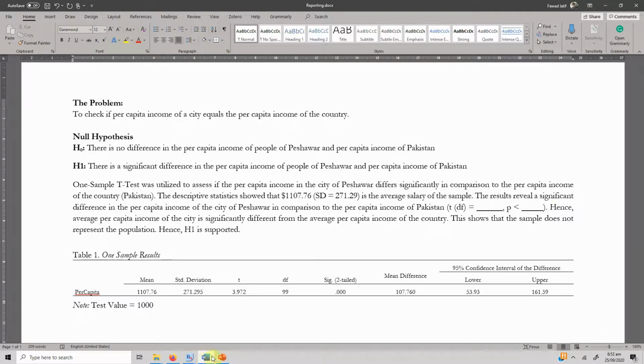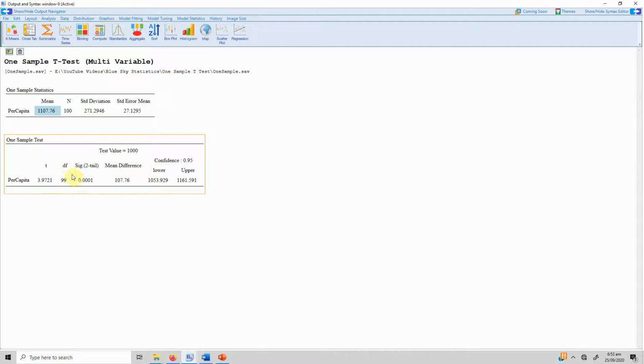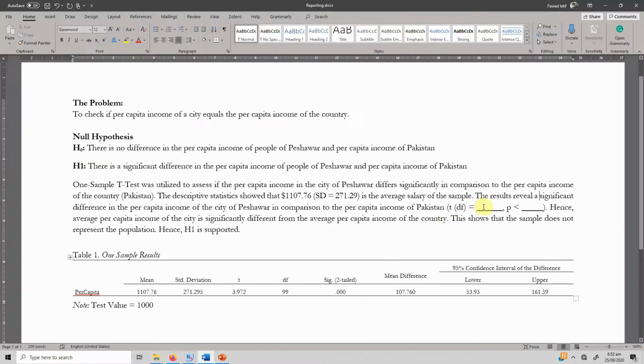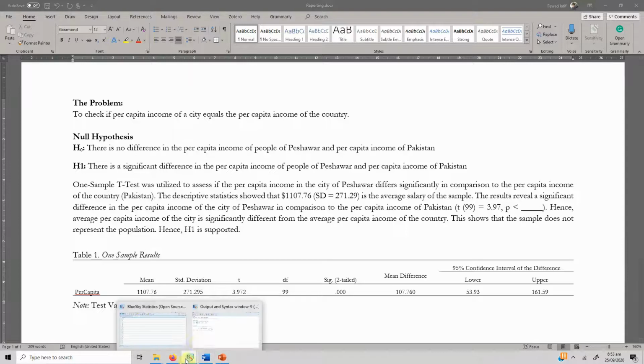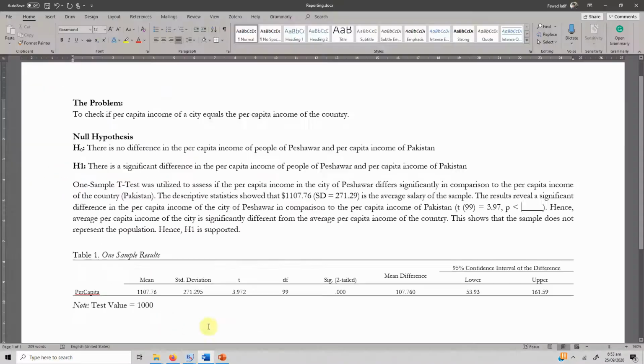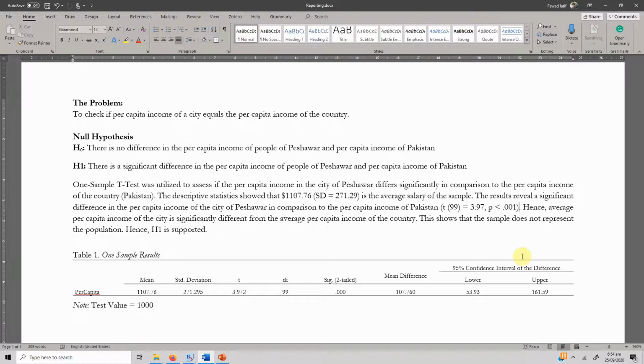So where is your t statistic? If this would have been insignificant, we would have written insignificant here. In this case, it is significant. Your degrees of freedom is 99, that is n minus 1, and the t value is 3.97. And your p value is 0.0001. It is less than 0.001, so let's use this. It's even significant at 0.1%. So hence, average per capita income of the city is significantly different from average per capita income of the country. This shows that the sample does not represent the population because there are significant differences. So your H1 is supported.